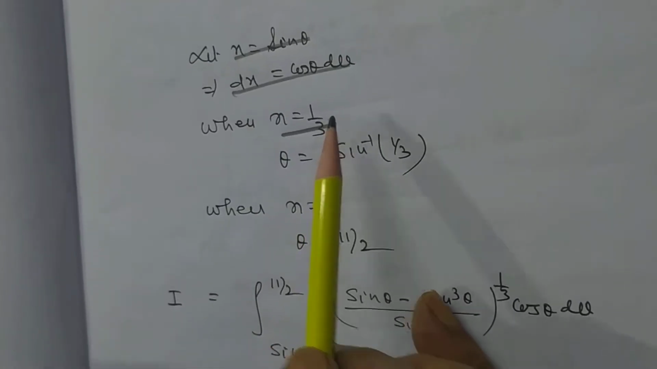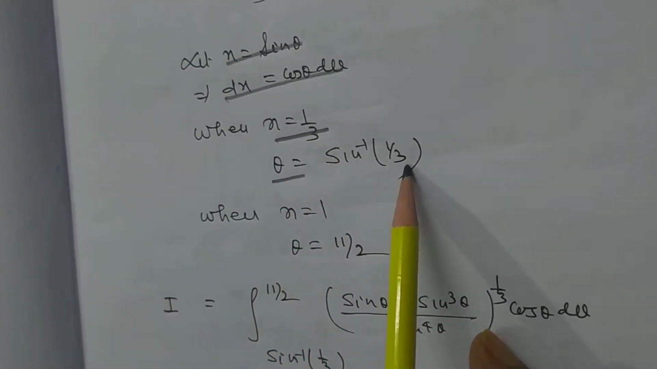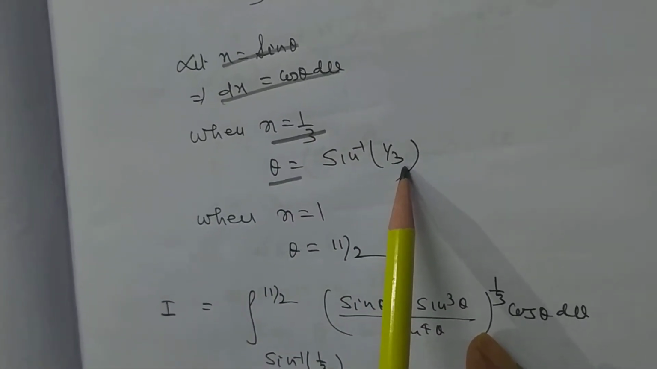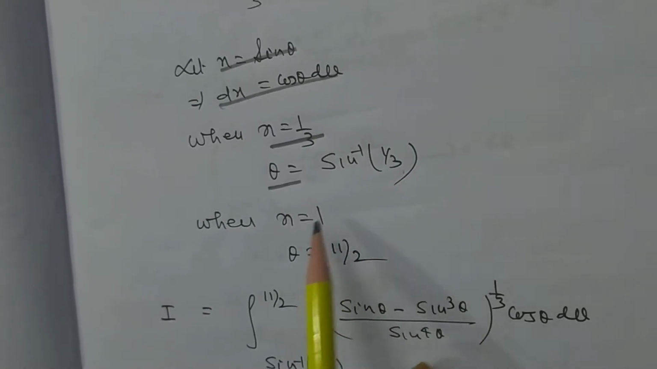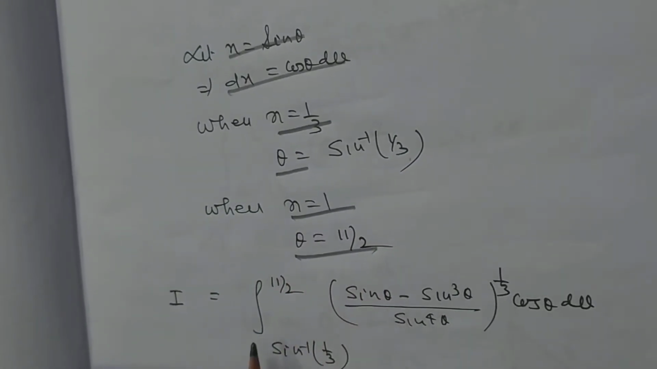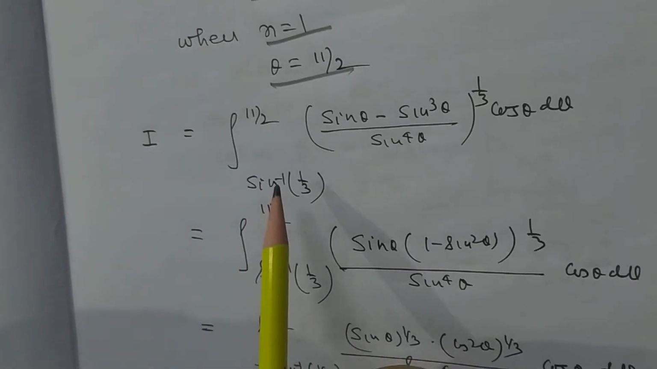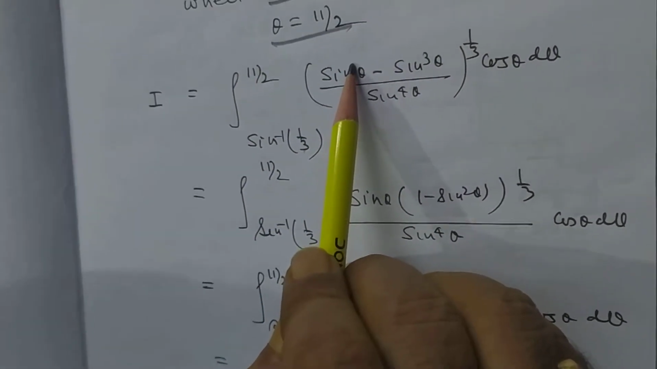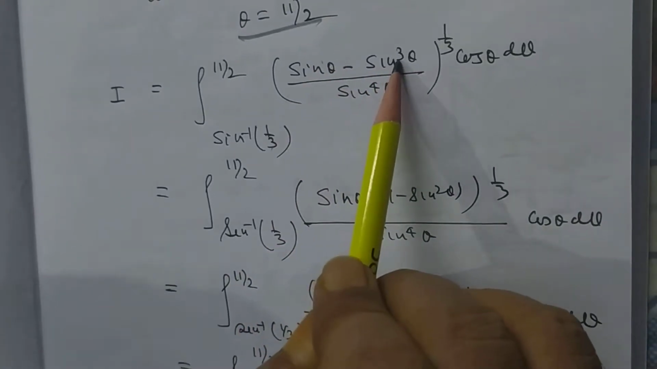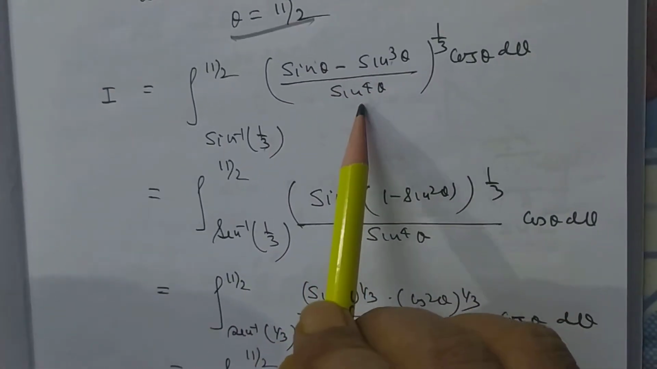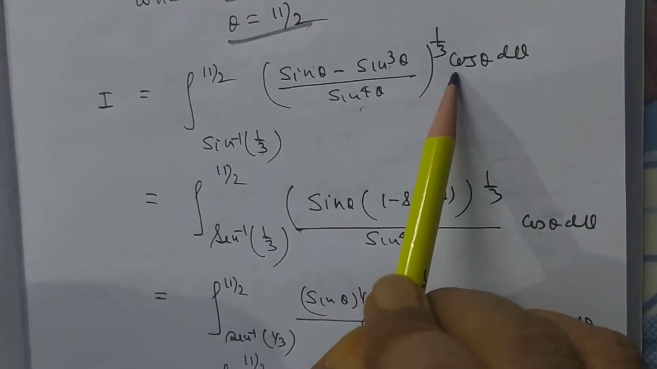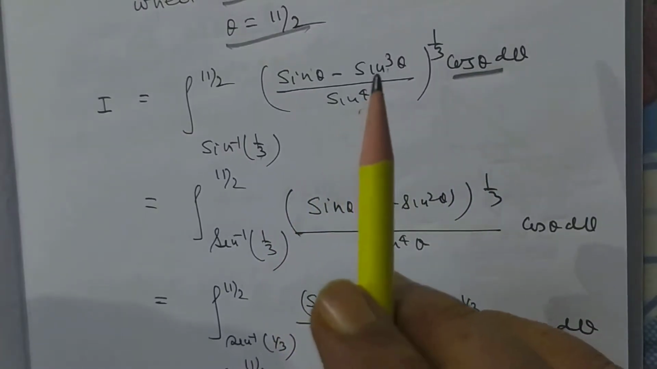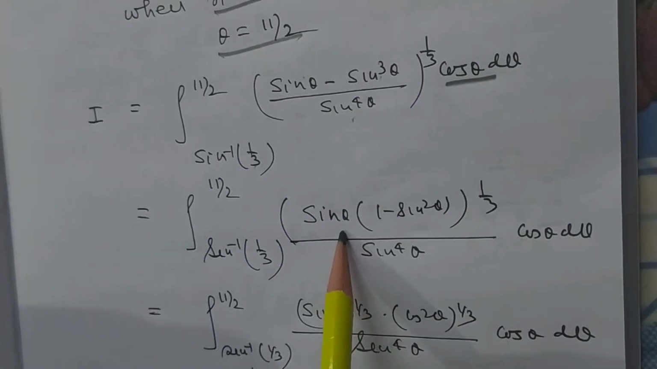When x is equal to 1 by 3, theta is equal to sin inverse 1 by 3. When x is equal to 1, theta is equal to pi by 2. So my dear student, now we change the limits: sin inverse 1 by 3 to pi by 2. And x is equal to sin theta, x cube is equal to sin cube theta, and x to the power 4 is sin to the power 4 theta, with cos theta d theta. So my dear student, we take sin theta common.